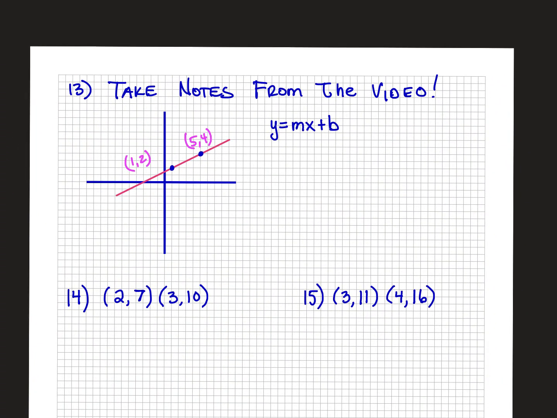Okay, so if I'm going to try to find out the slope, m equals, let's see, up 1, up 2, over 1, 2, 3, 4. Up 2/4, which is 1/2. Okay, I know my slope is 1/2.